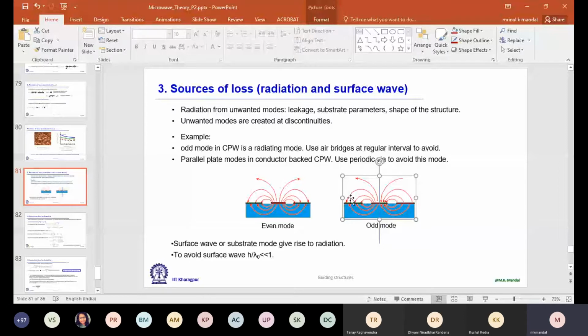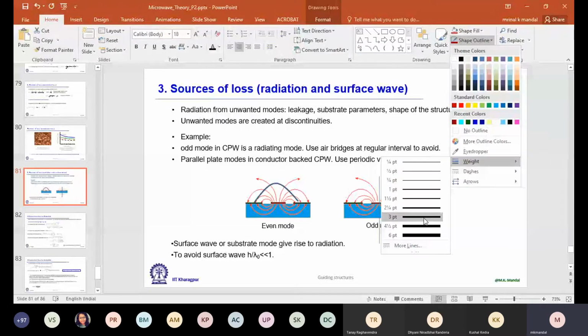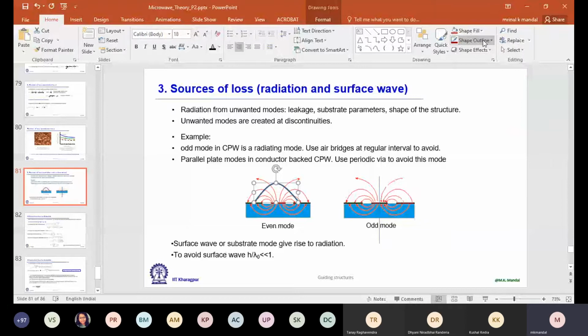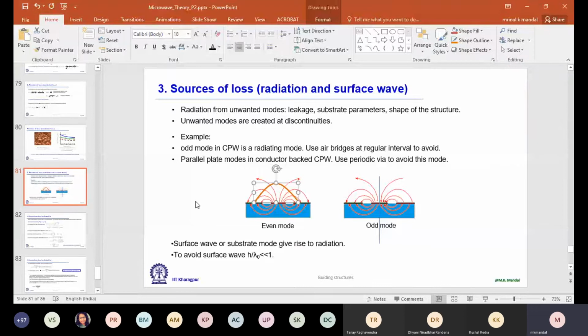So now how to avoid this odd mode? Well, one popular structure: we use a wire bridge. What is that? Basically one metal wire bond, we connect it from left to right. I think you can see this line I just drew. Okay, let me just increase it a little and represent it by a different color. So this is called a wire bond.